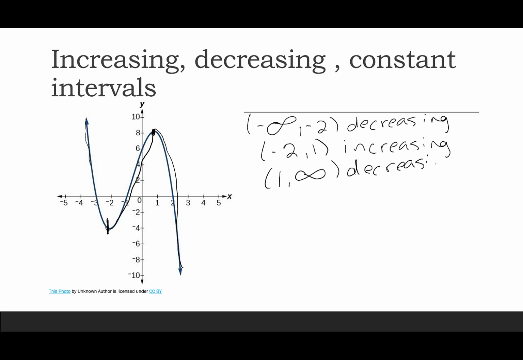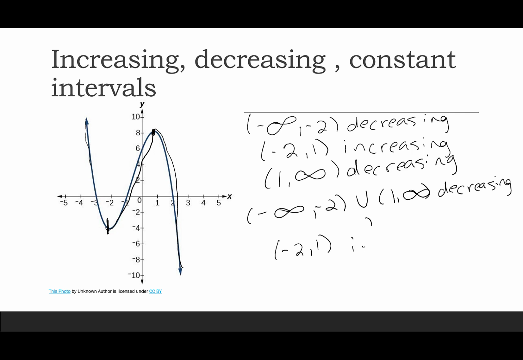If you are asked to put this together, like if it says increasing blank, decreasing blank, you would have negative infinity to negative 2 union 1 to infinity for decreasing. Some books use union, sometimes they use a comma, really look at what it tells you to do in the instructions of how to enter the answer, and then you could just leave negative 2 to 1 as your increasing. So just know sometimes you do have to put two intervals together and it's either a union or a comma, just depending on the book you're using.